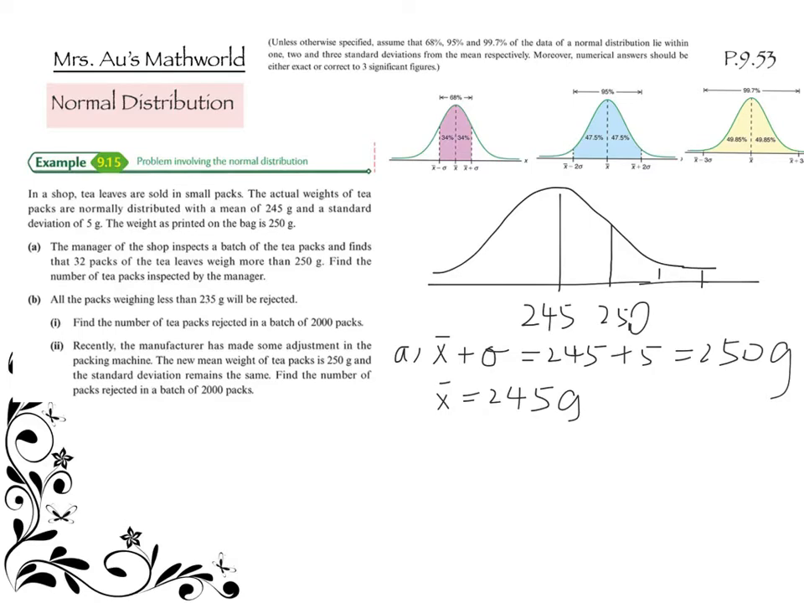Next, we shade this part, and we know that it is 34%. That means 34% of the packs are between 245 and 250. But the question asks us to find the ones which are more than 250. So we need to do a subtraction: 50% minus 34%, and you will get 16%.